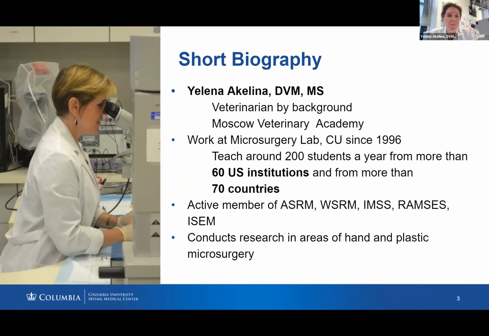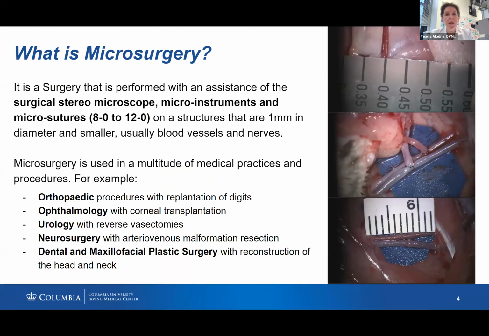I'm an active member of the American Association of Reconstructive Microsurgery, the World Society of Reconstructive Microsurgery, IMSS, and RAMSES, which is robotic assisted microsurgery. ISEM is the experimental microsurgery society for people who do a lot of transplants. We do not only teaching in this lab but also a lot of research in hand and plastic microsurgery.